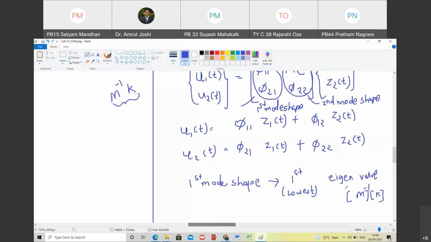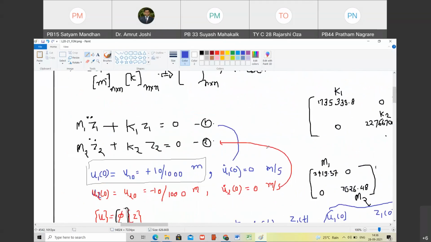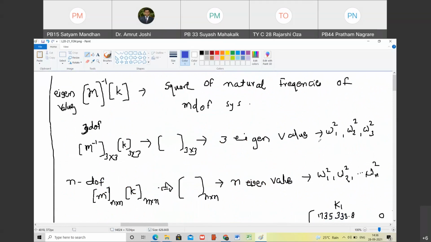But we just proved that eigenvalue of M inverse K matrix is nothing but the square of natural frequencies. Right, sir. मतलब M inverse K के अगर तीन आइगेन वैल्यूज है, तो वो तीन वैल्यूज आर नथिंग बट स्क्वायर ऑफ देयर first three natural frequencies, omega 1 square, omega 2 square and omega 3 square. Are you with me? Yes, sir. So therefore we call omega 1 as first mode frequency. Are you with me? Yes, sir.